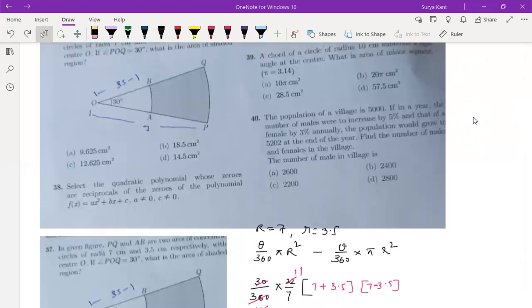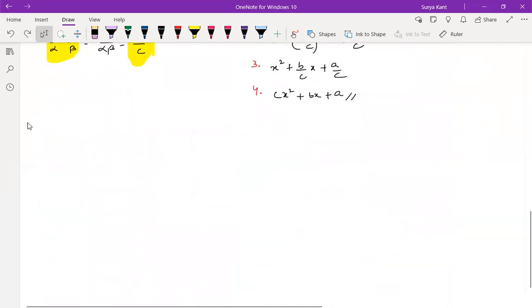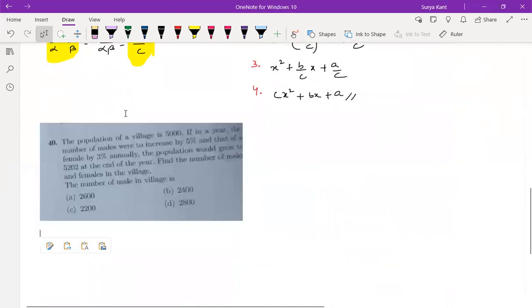So this is a percentage type question. We can directly solve it. Let us check. See this question. Try to solve, all of you.